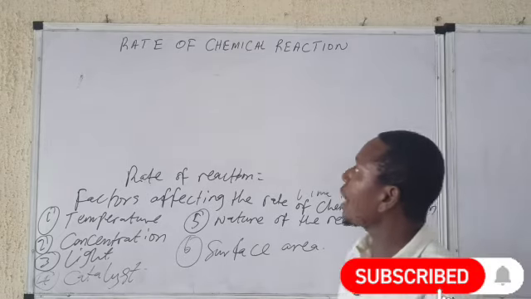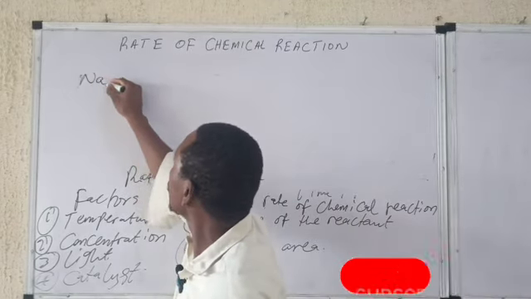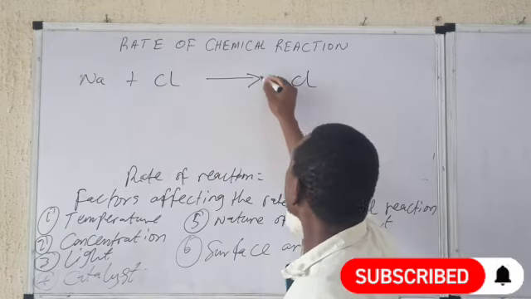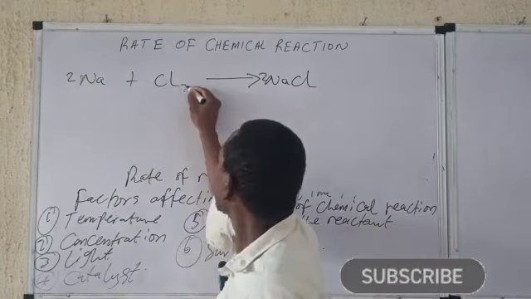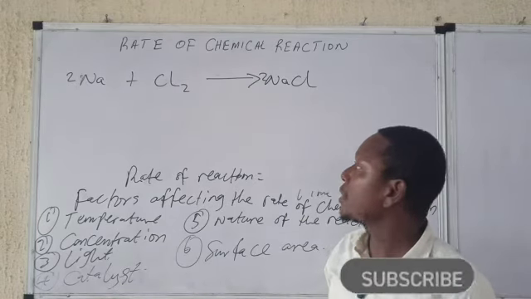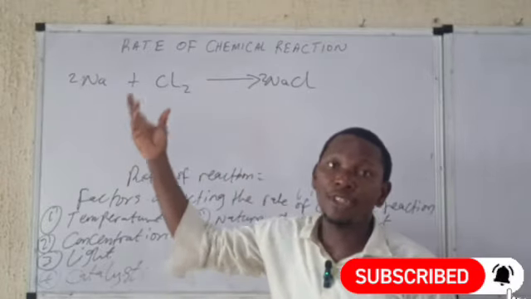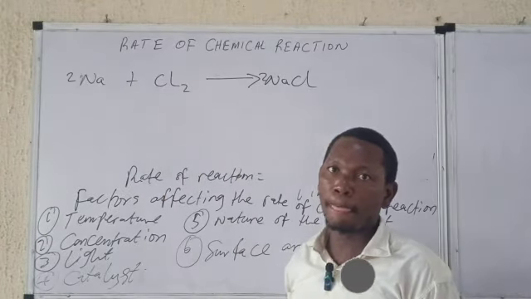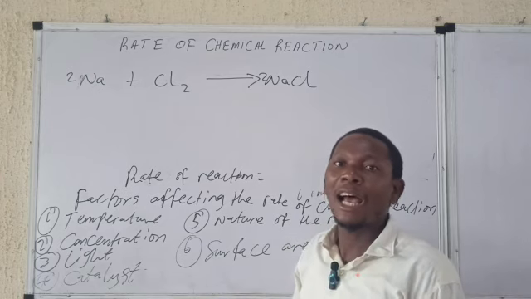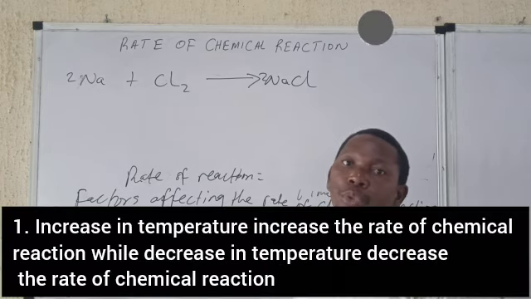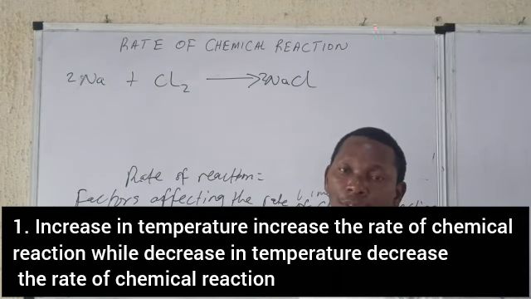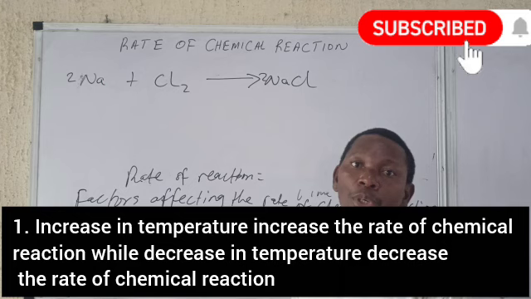The first, we'll use our simple chemical reaction: sodium and chlorine to give sodium chloride. All right. Temperature. If you increase the temperature of a chemical reactant, they will gain more energy and collide faster. They can move faster. And more faster collision results to more effective collision, which leads to the product being formed. So temperature actually increases the rate of chemical reaction.